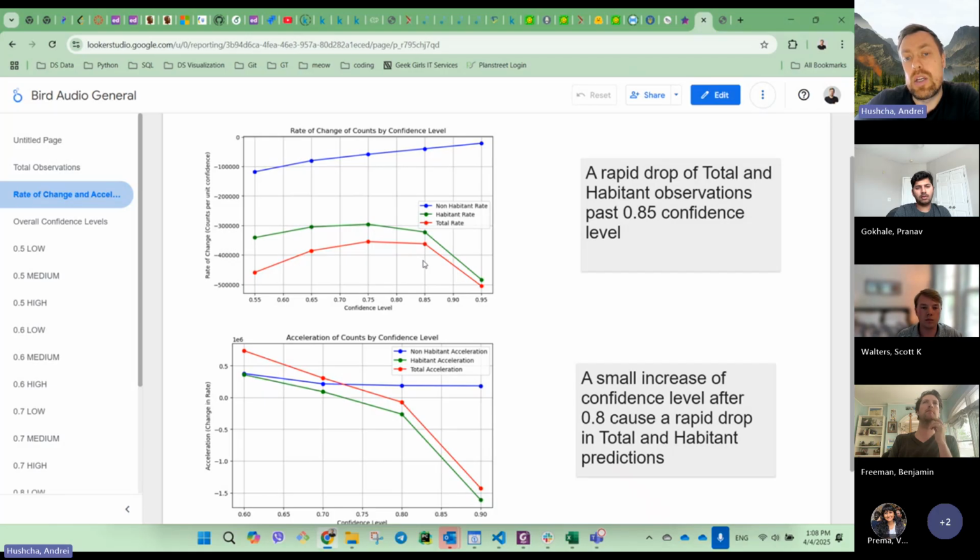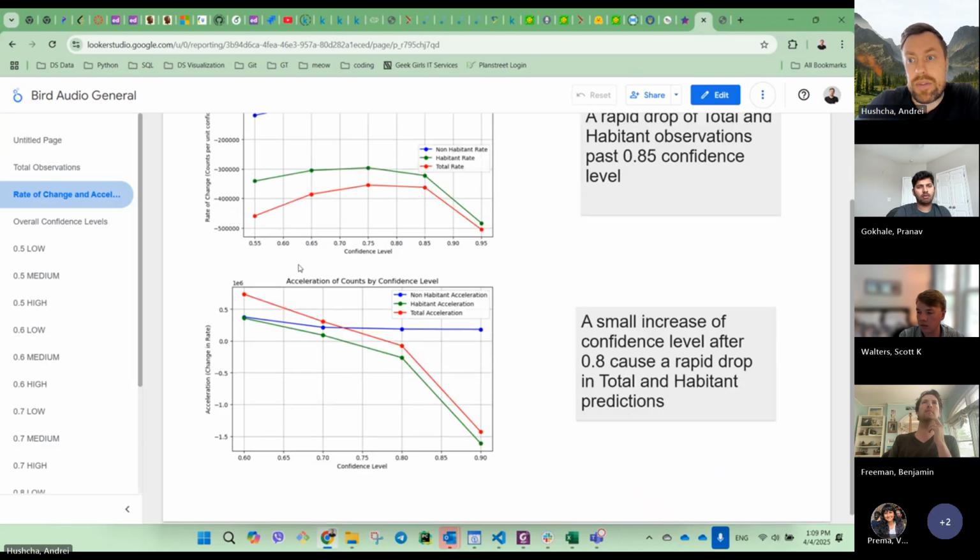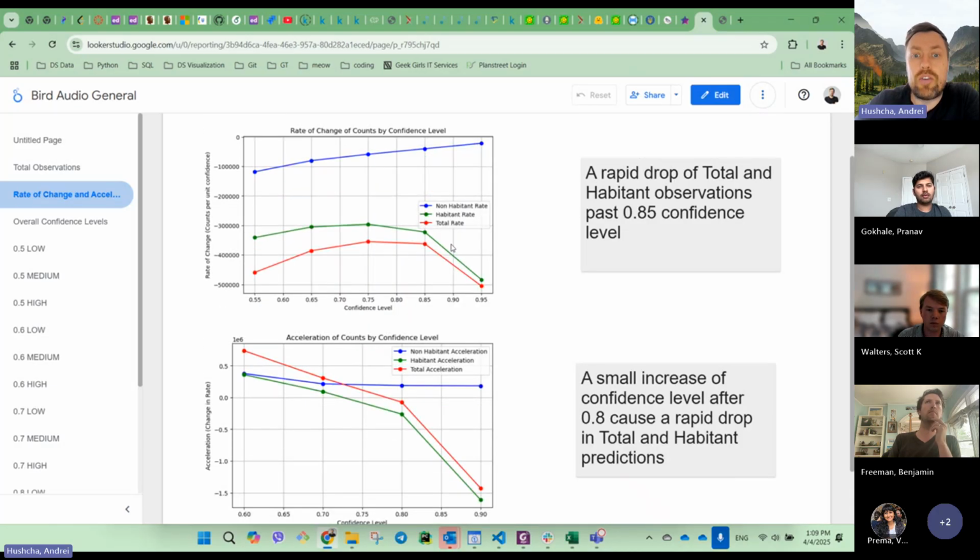So it means we are losing, in this 500K, about 50K of observations within a 0.1 confidence level. So here we lost 50K observations. That's a lot. And that could be a sign for us to probably choose between 0.8 and 0.85.